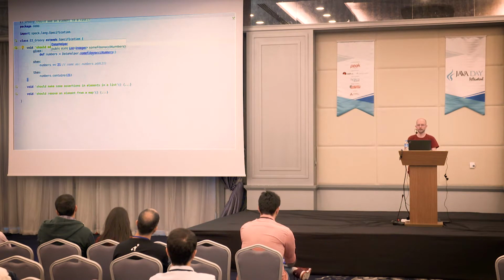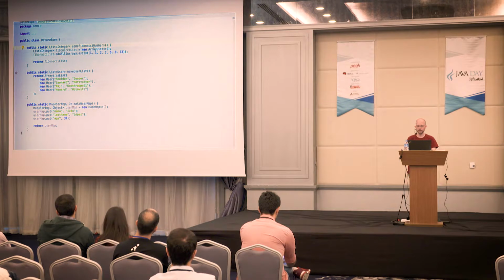So I have here this class. This is a Java class, right? You can see the semicolons. It's really verbose. And here I have this Fibonacci sequence, 1, 1, 2, 3, 5, 8, and 13, right? This is just a list of integers.